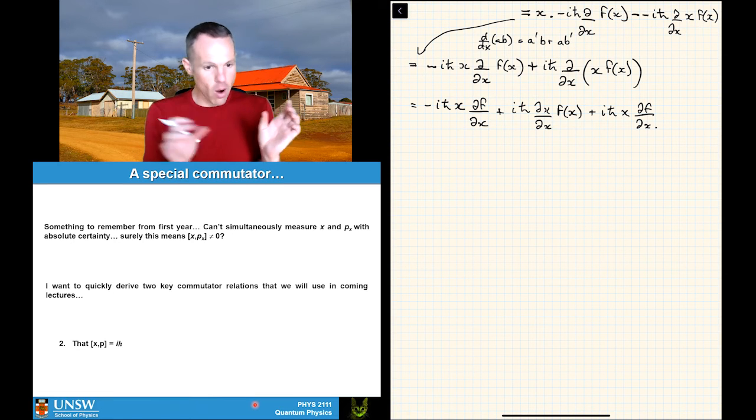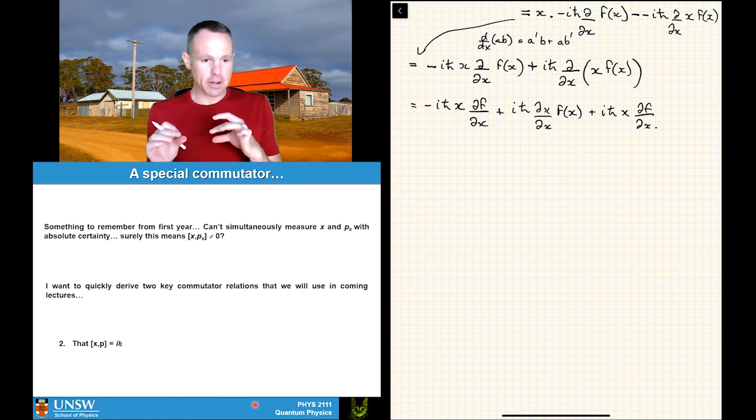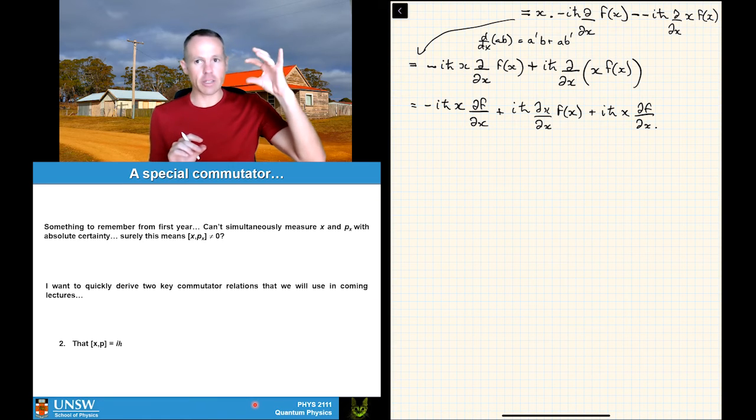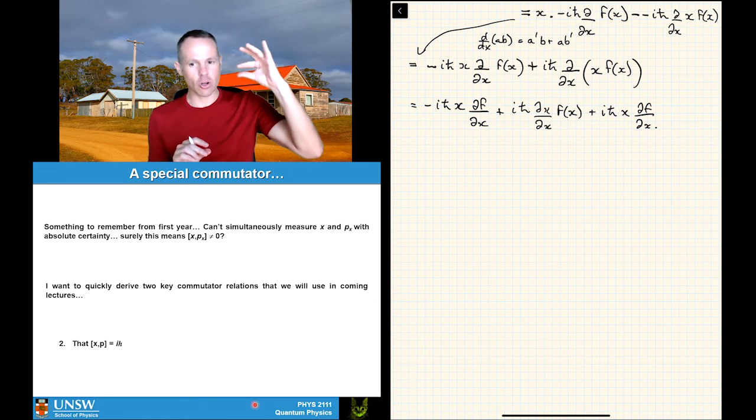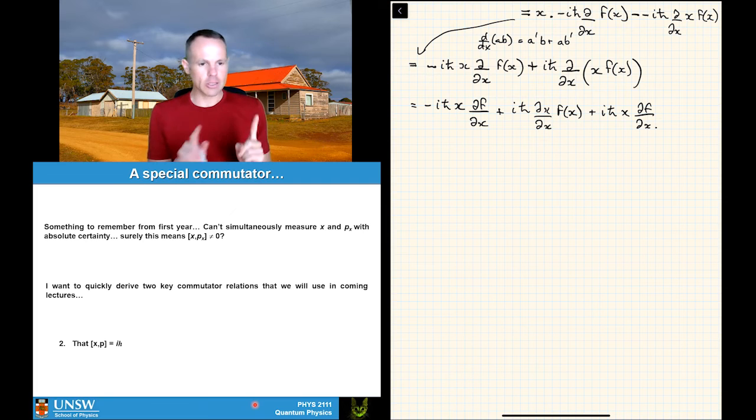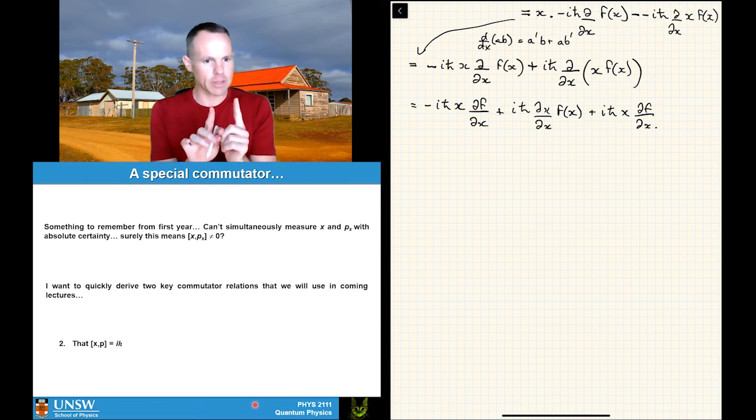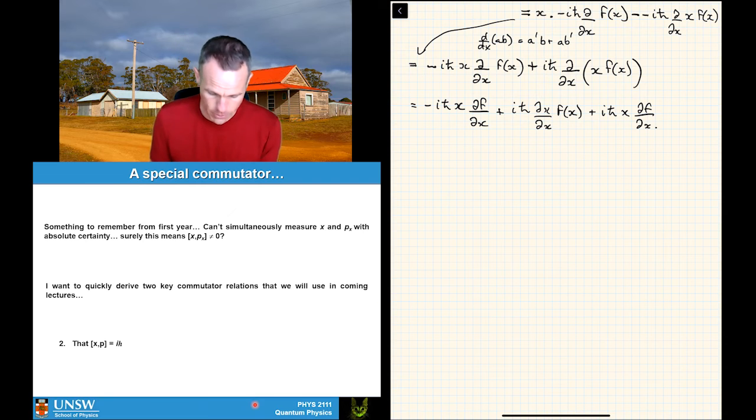Now you're probably seeing why I brought this f of x in. The f of x is in there because now that I've got a differential operator, I have to have the differential operator operate on something. And so really what I've done is just given it something to operate on for the moment. And that's okay as long as I take it back out at the end, all right?